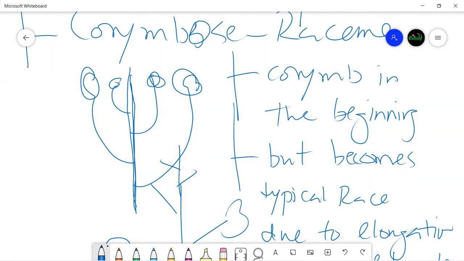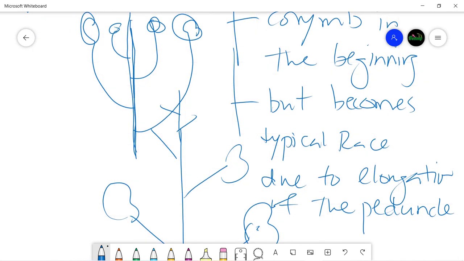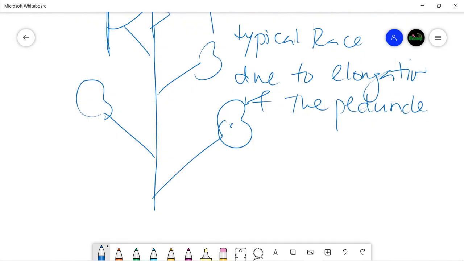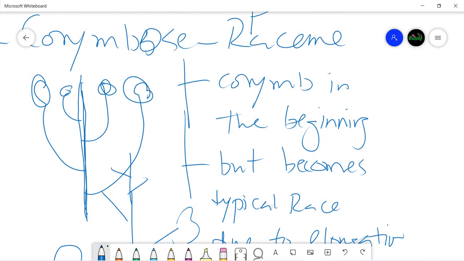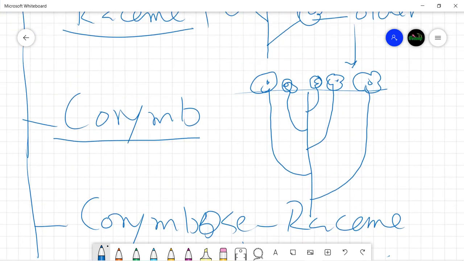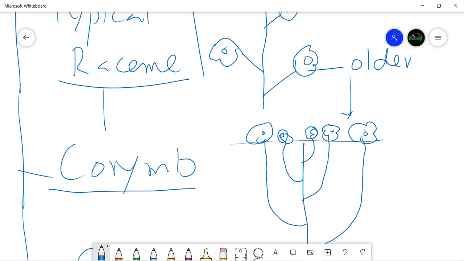It is corymb in the beginning, when the older flowers have longer pedicels and the younger have shorter pedicels, they lie at the same plane. But when the floral axis or the peduncle of the inflorescence elongates, the flowers now don't lie at the same plane, they get apart, they are separated, and the inflorescence turns into a typical raceme or racemose inflorescence. We haven't given the examples as far as the raceme is concerned. It is very common. Brassica is a very common example of it.